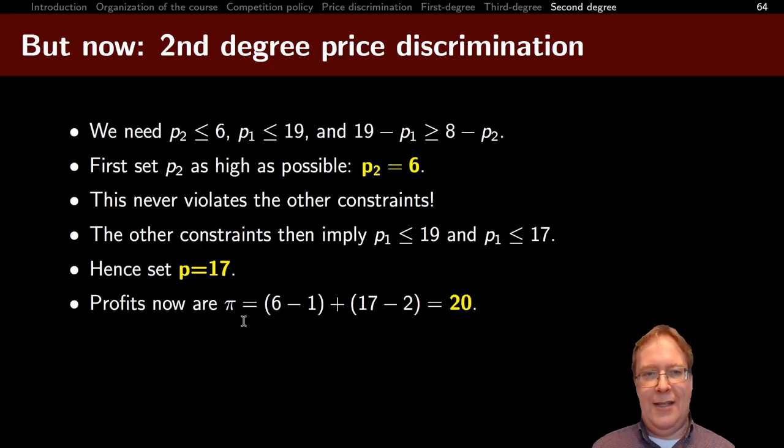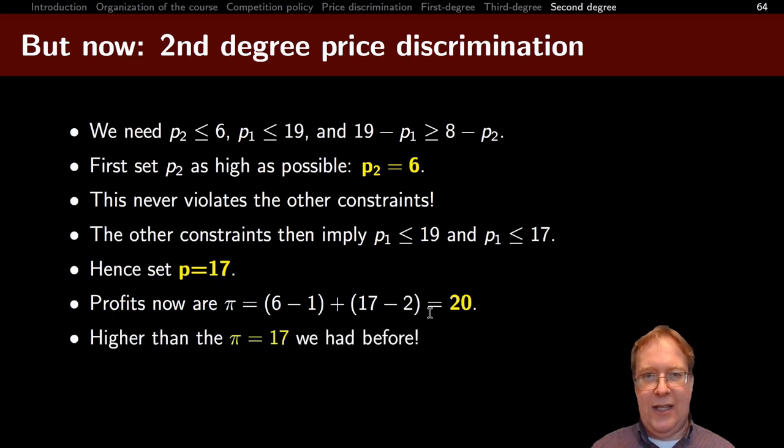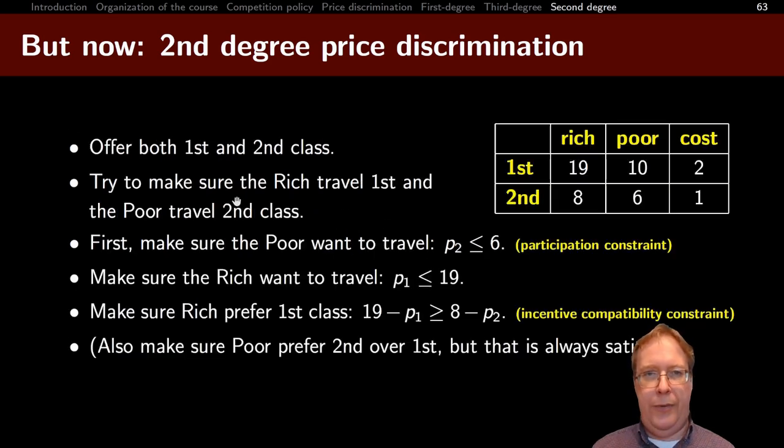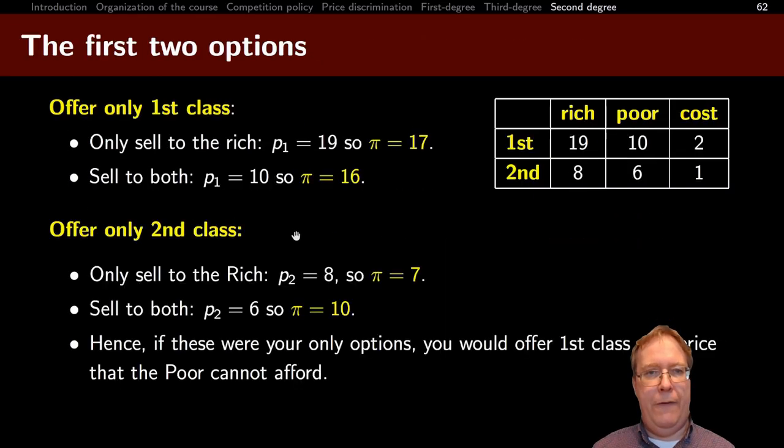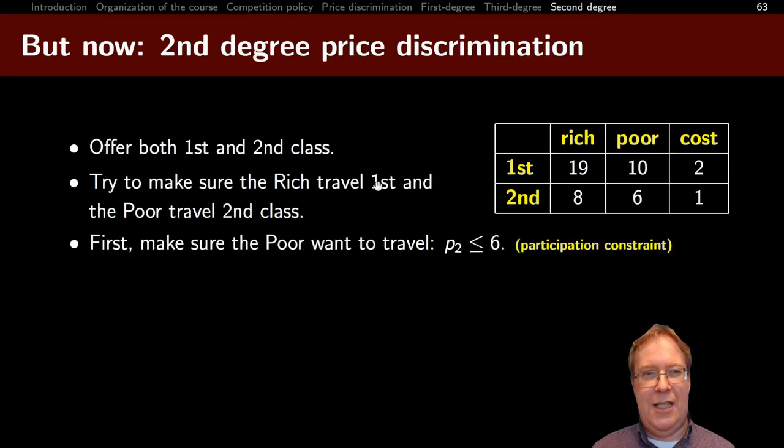What are my profits in this case? By setting these prices, I make sure that the poor travel second, the rich travel first class. These are the profits on the poor, these are the profits on the rich. Gives me total profits of 20. And that is interesting because before, on the previous slide, I had profits of, there they are. My highest option so far was 17.